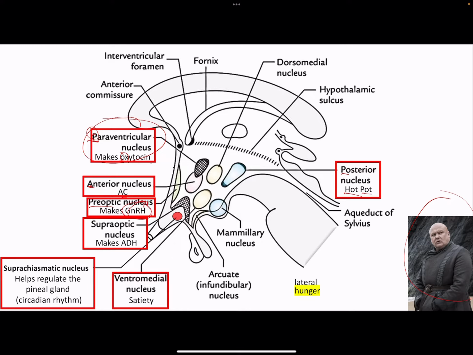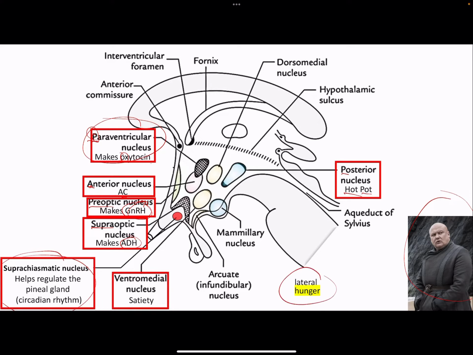Supraoptic. I think of supra as something being too high. If your sodium's too high, then your body might say, oh crap, we should release some ADH to raise the blood pressure and some vasopressin to dilute it to bring the levels down. So supra is sodium's too high, ADH would be released. The suprachiasmatic nucleus, in response to light, is going to inhibit the pineal gland from secreting melatonin.